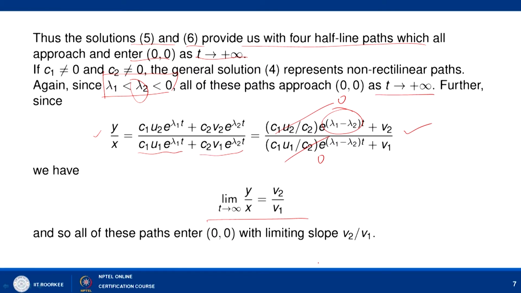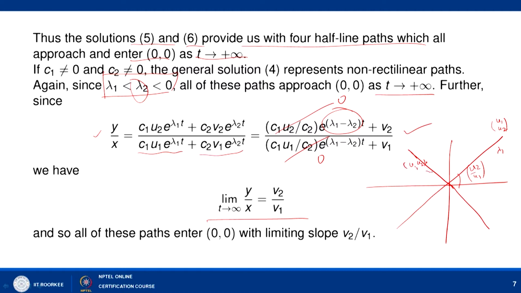So, here we simply look at this line. This is the line corresponding to λ1 and the eigenvector (u1, u2), so the slope is u2 upon u1. Similarly, this is the line having slope v2 upon v1, and it is passing through (v1, v2). We already know this.